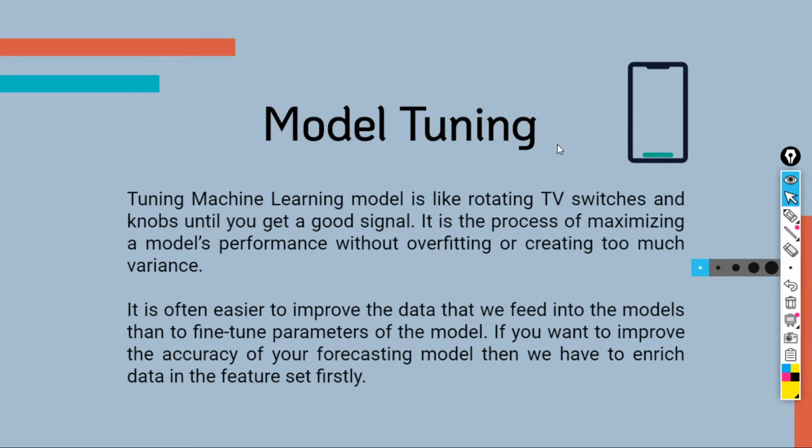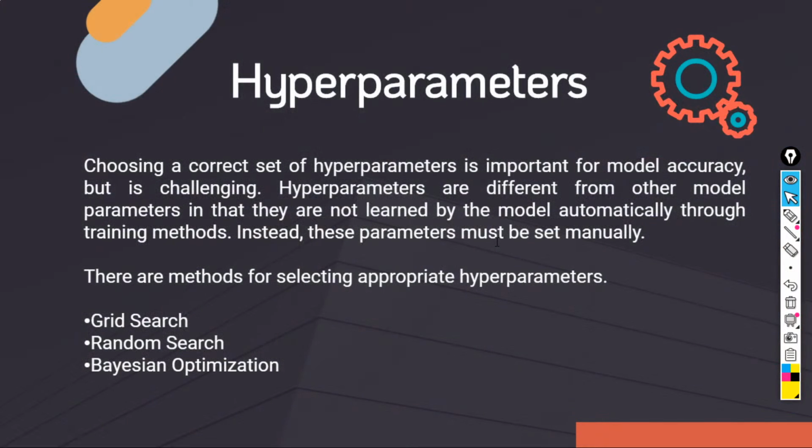But assuming that your data is already clean, and it is done with cleaning, removing all that is not required, adjusting, transposing and transforming, all this is set and done. Now, in this case, we would want to improve the accuracy of the forecasting model. Then we have to enrich the data in the feature set first. This is where hyperparameters come into the picture. When we talk about hyperparameters, choosing a correct set of hyperparameters is very important for model accuracy.